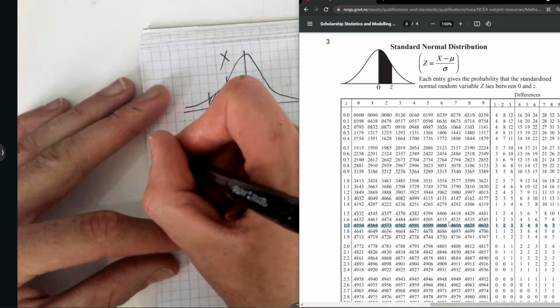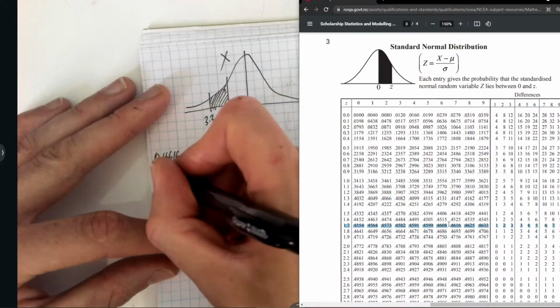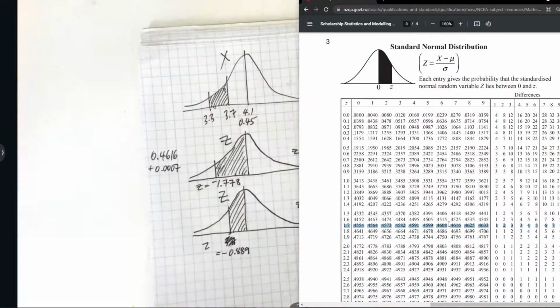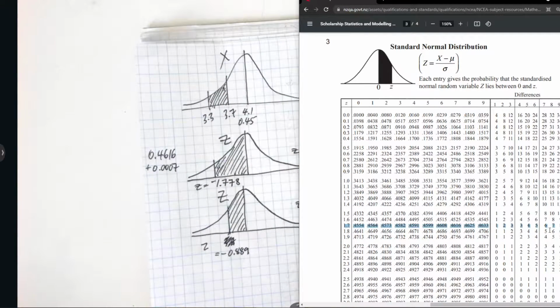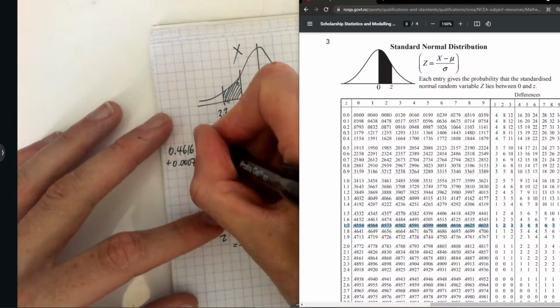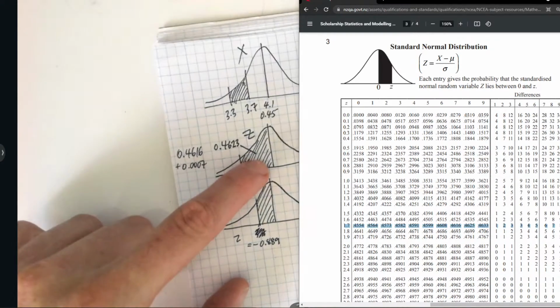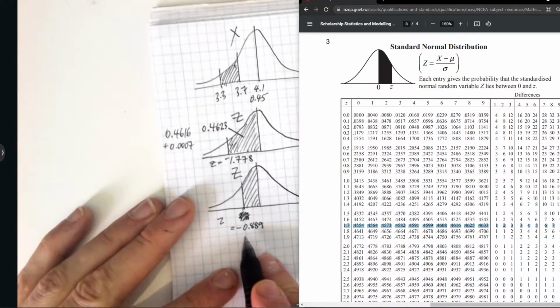1.77 is 0.4616, and then we're adding on a difference of 8, which is 0.0007. I'm just going to show you where I found that, and I'm also checking because I may have made a mistake. See how 1.77 is 0.4616, and then that difference of 8 at the end means we're going to add on a 7. Yep, looks good to me. So that means this area is equal to 0.4623. That's this total area. Now let's do this one here. So we're going to get 0.889.